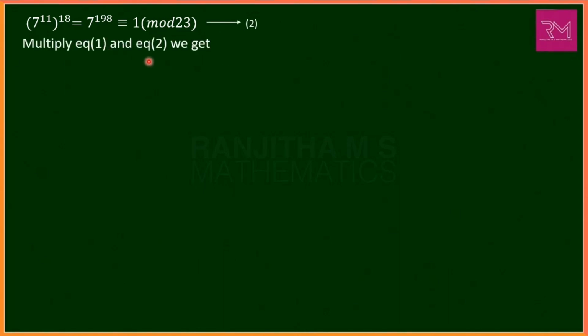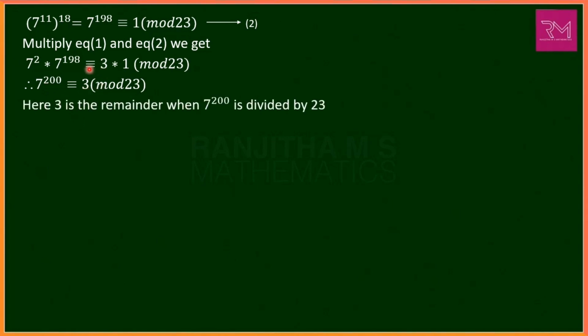Next step, we multiply equation 1 and equation 2. Equation 1 is 7 square is congruent to 3 mod 23. Equation 2 is 7 power 198 is congruent to 1 mod 23. Therefore we get 7 square into 7 power 198 congruent to 3 into 1 mod 23. On the left hand side the bases are the same, so if we add the powers, 2 plus 198 is 200, congruent to 3 into 1, which is 3, mod 23. Therefore we can conclude that 3 is the remainder when 7 power 200 is divided by 23. This completes the problem. We shall move on to another problem.